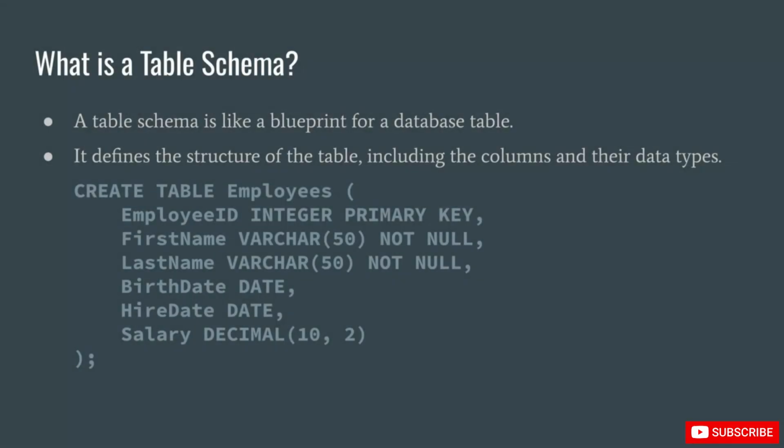A table schema acts like the blueprint for a database table. It lays out the structure of the table, detailing the columns and their respective data types. Think of it as a detailed plan that tells you exactly what kind of data goes where in your database, ensuring everything is organized and accessible.